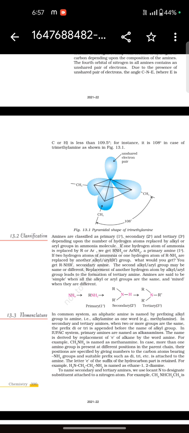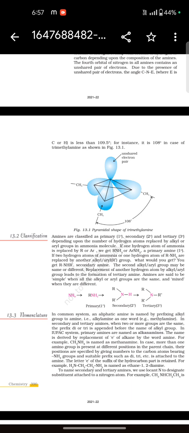Nomenclature. In the common system, an aliphatic amine is named by prefixing the alkyl group to amine, that is alkylamine, as one word. Example, methylamine. In secondary and tertiary amines, when two or more groups are the same, the prefix di or tri is appended before the name of the alkyl group.